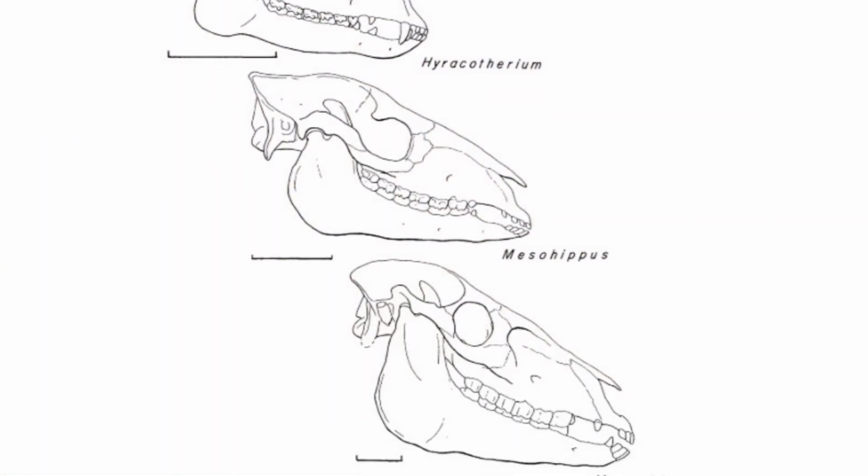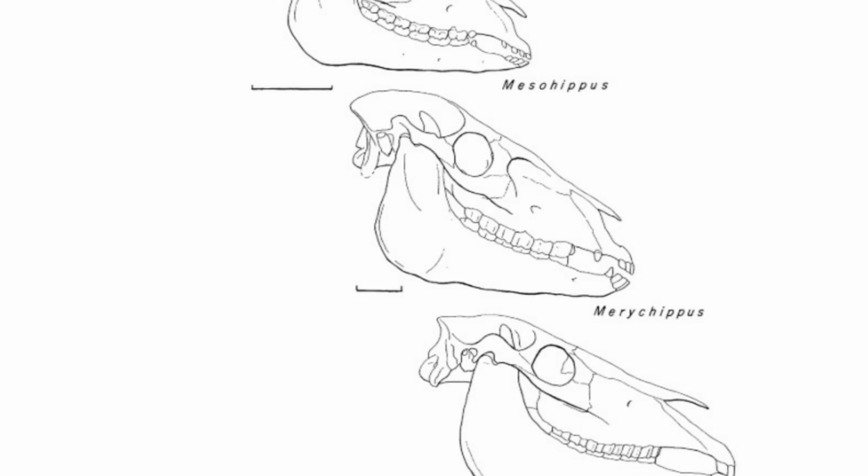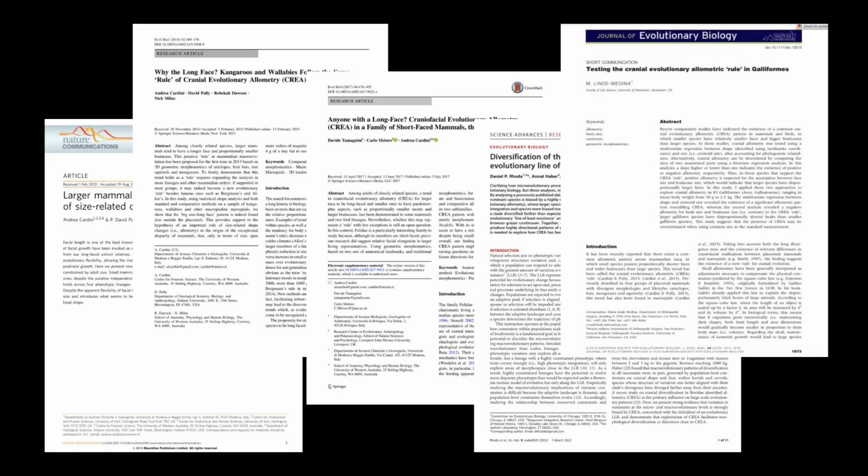Now remember, allometry refers to patterns of shape change that occur with changes in size. And that's what we're talking about here. We're talking about size-related changes in skull proportions. Anyway, after that, a bunch of papers came out that recorded the CREA pattern in all sorts of groups of animals. This included groups like cats, ungulates, rodents, fruit bats, kangaroos, and even some birds.